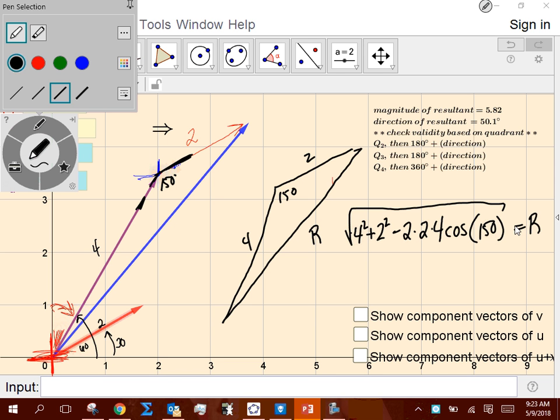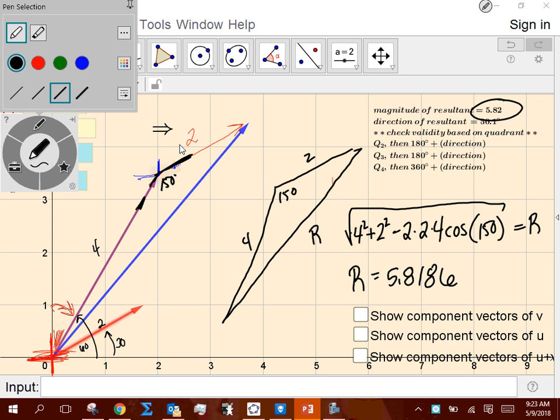When I evaluate that, 4 squared plus 2 squared minus 2 times 2 times 4 cosine of 150, and then I take the square root of that number, it gives me R to be 5.8186, which is the exact same thing that the I and J components gave you. Does that make sense? But would you agree that the I and J approach is a little bit easier? That's just a form-fitting set of formulas that we can always set up, convert to I and J, and then just use addition. That is so much easier. But this works. This is fine.